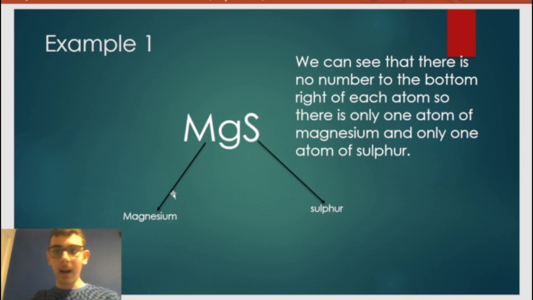Let's have a look at the first example. So here we can see that there is no number to the bottom right of any of these atoms, so it would be here and here, but there isn't any numbers there, so it's just 1 atom of each of these elements. So it's magnesium and sulfur, making magnesium sulfide.